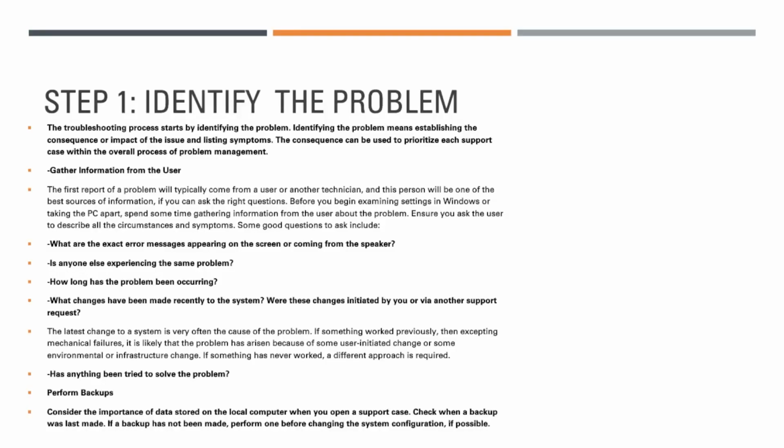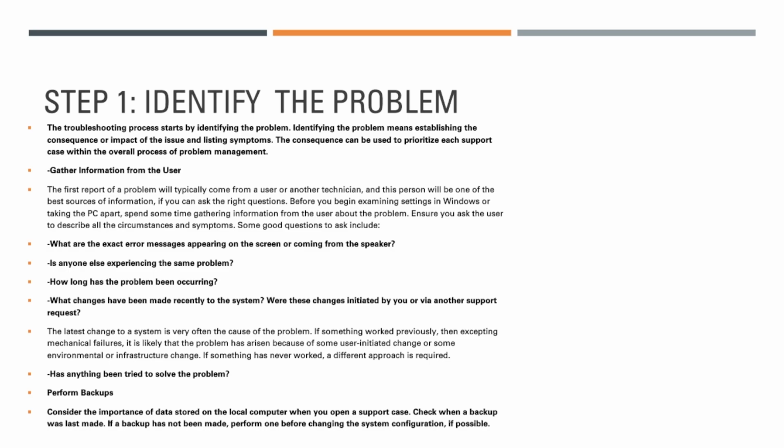Step 1, identify the problem. The troubleshooting process starts by identifying the problem. Identifying the problem means establishing the consequence or impact of the issue and listing symptoms. The consequence can be used to prioritize each support case within the overall process of problem management.